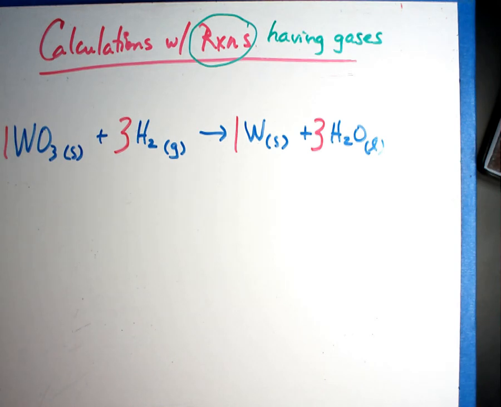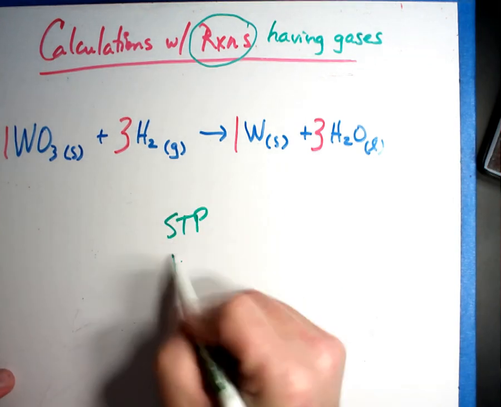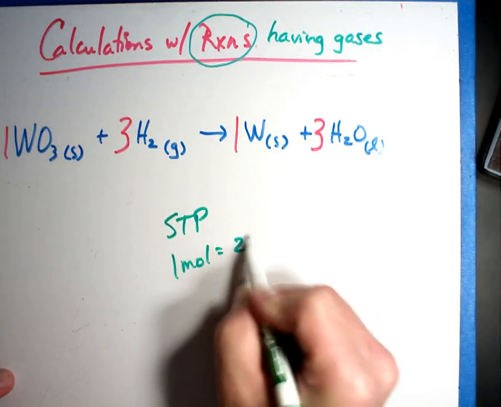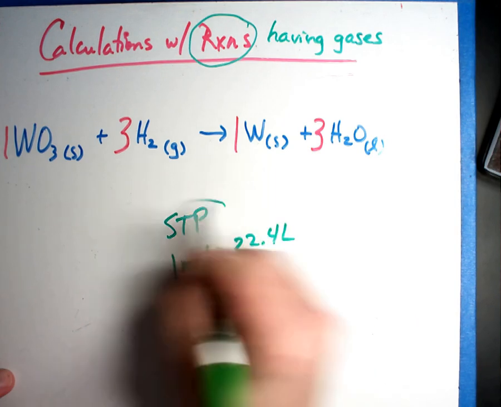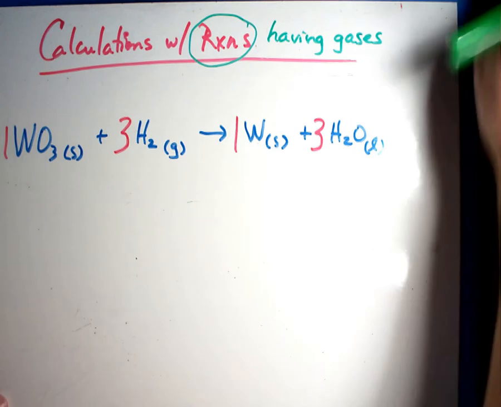What happens if you're not at STP? Just a quick reminder, if you're at STP, then 1 mole of any gas is 22.4 liters, only at STP. But what happens if you're not at STP?